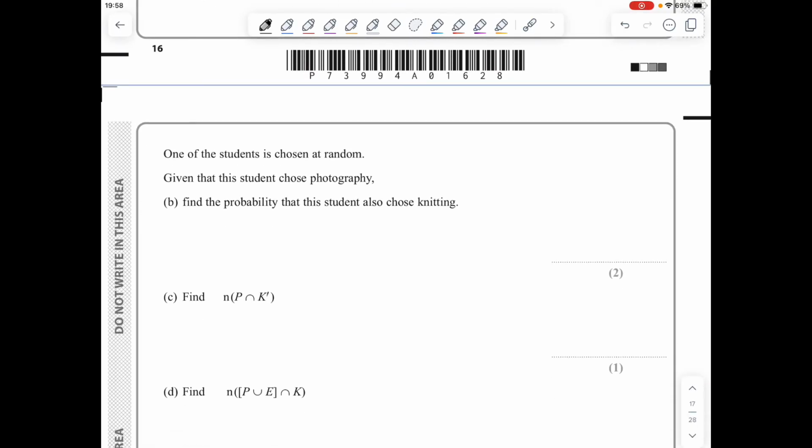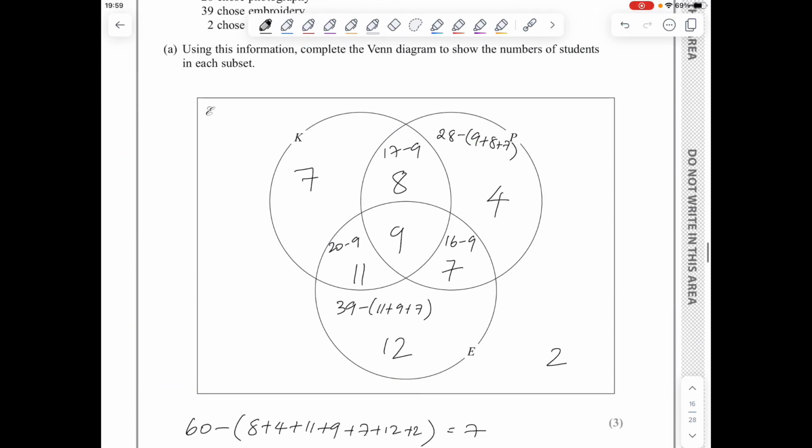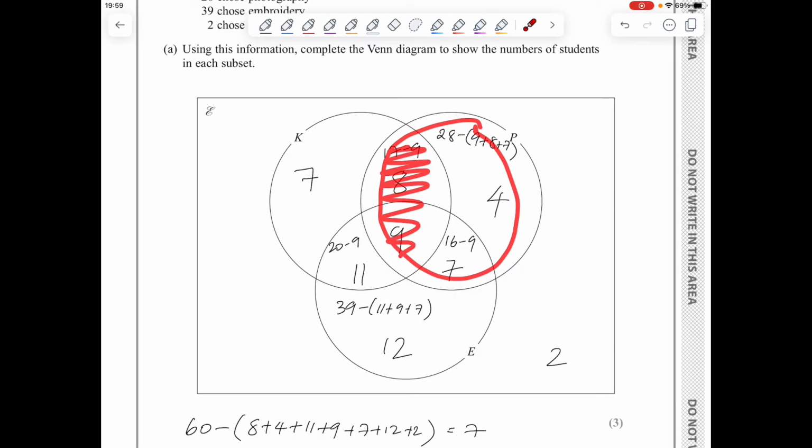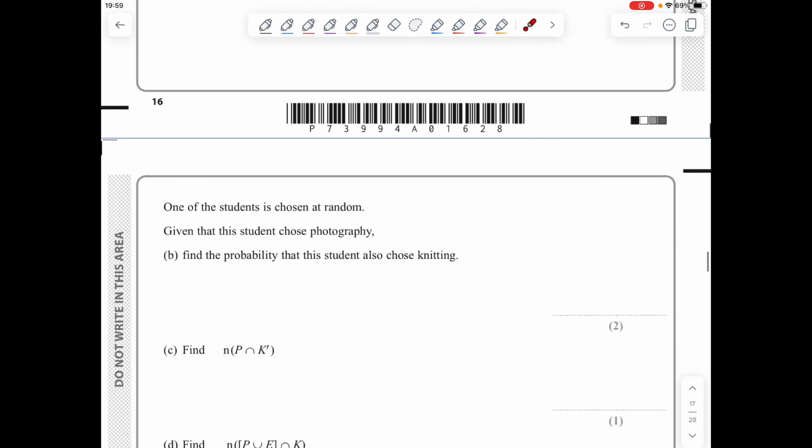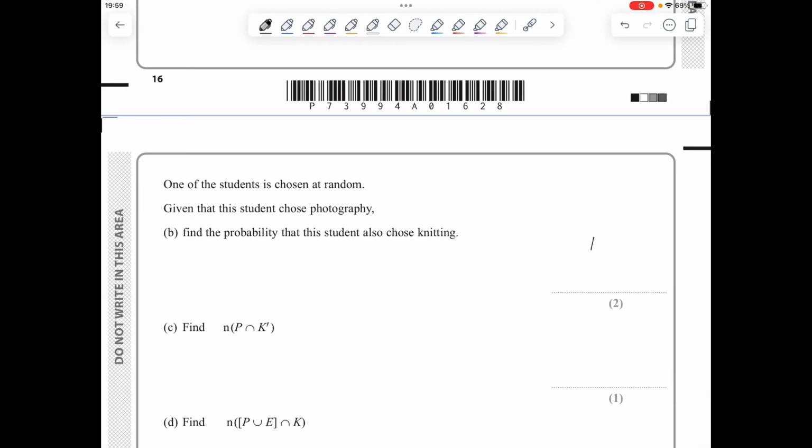In part B, it says, given that a student takes photography, what's the probability that the student also chooses knitting? So let's go back to the diagram. I know that the student takes photography, so it's one of those students here, the 4, 8, 9, or 7. Out of those 28 students, how many take knitting? And the answer is these students here, the 8 and the 9. So my answer will be 17 out of 28.